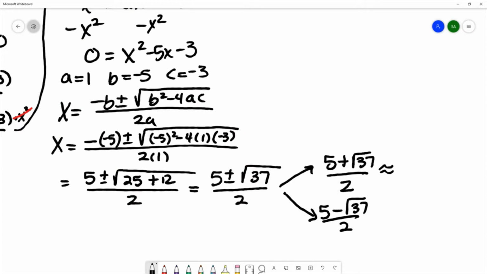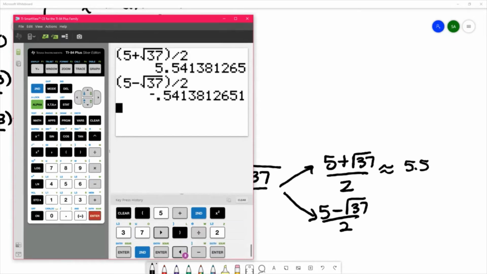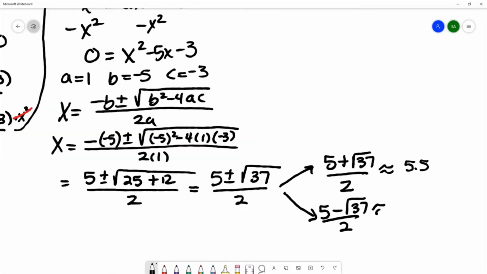That's approximately 5.5. I can use the entry feature: second enter gives me the previous entry, and I can change that plus to a minus to get the other one. And the other one is approximately negative 0.5.